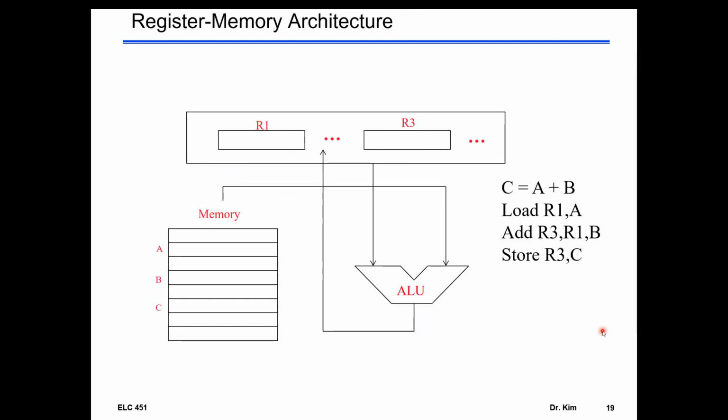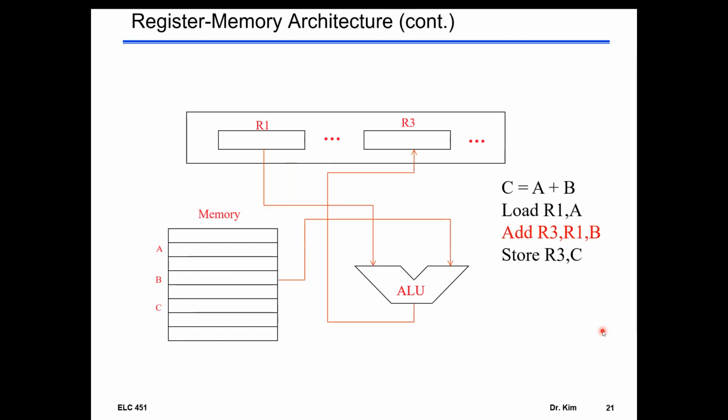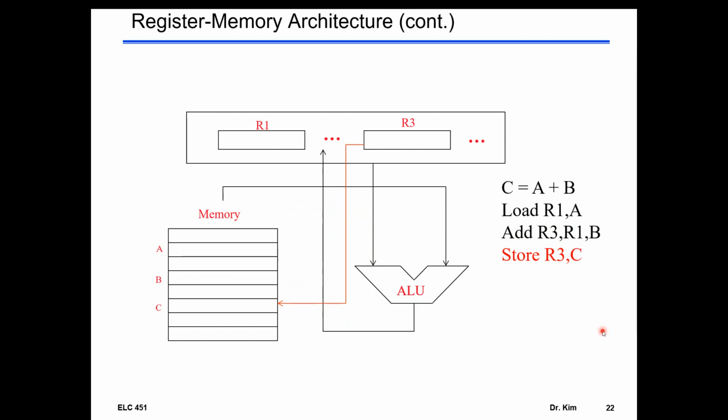Here's the register-memory architecture. You also have a register file. So now we're going to load register 1 with A. So it provides that interface. Now we're going to add the contents of register 1 and the contents of memory location B and put the result in register 3. And then we'll move the contents of register 3 to location C. That's the register-memory approach.